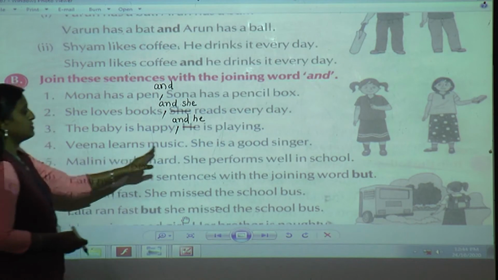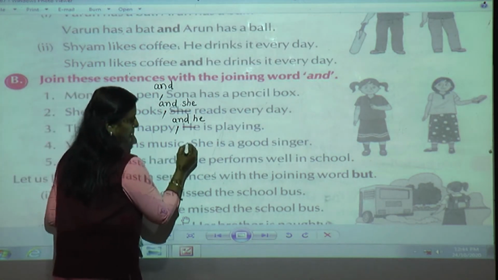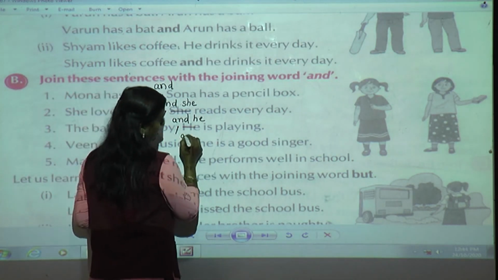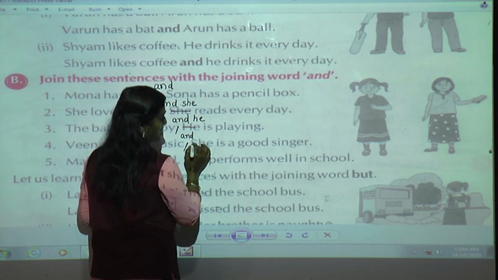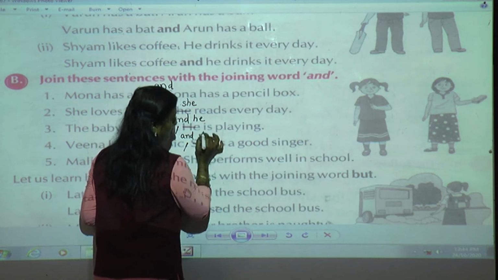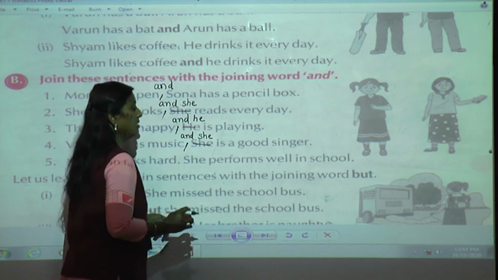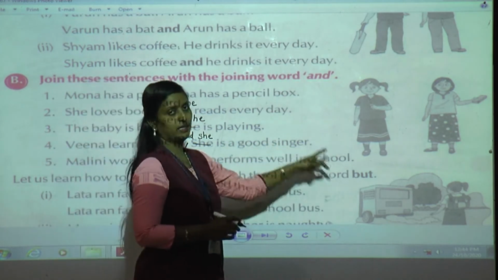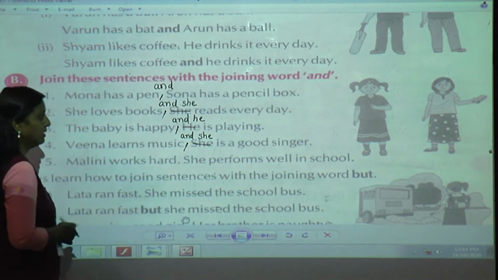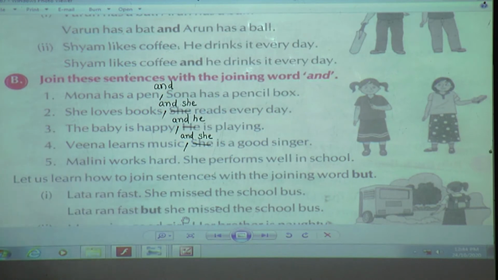Veena learns music, full stop. I will cut. Okay, and I am going to write a-n-d, "and", and again she I will cut. Why? You know, because I have to write a small, is a good singer, same as it is. Understood, students? What I am doing?